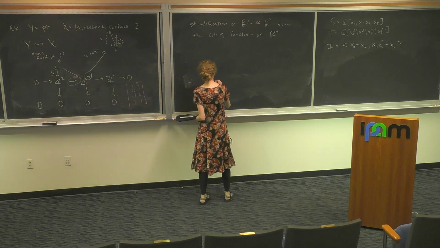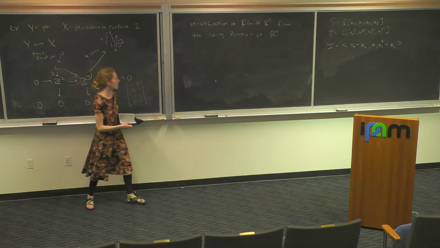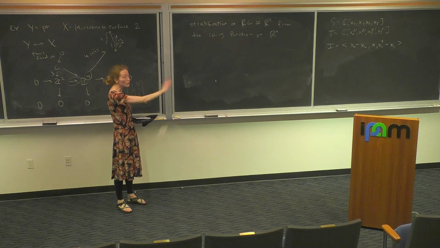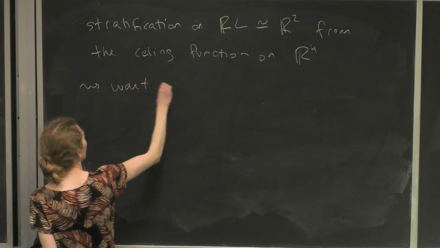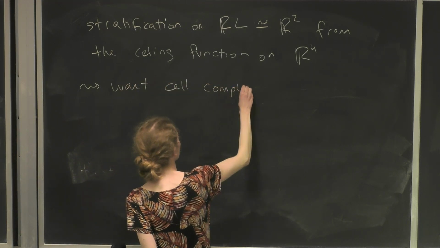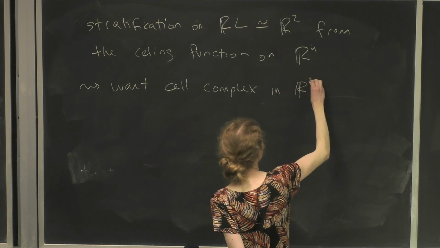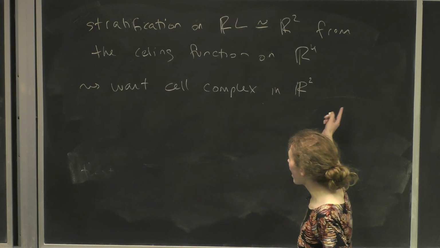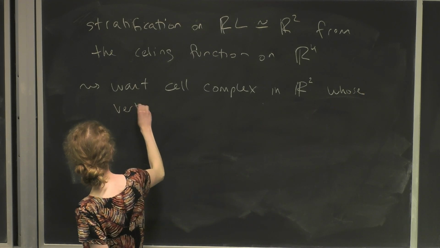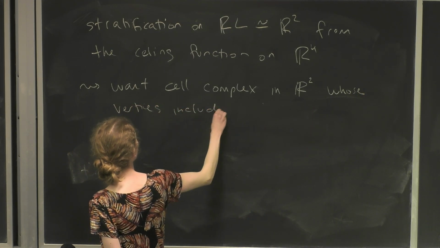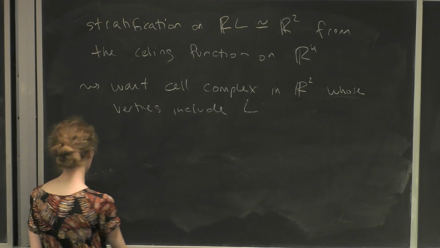I'm also going to show you what a cellular resolution is, hopefully. So what we're going to do is get a cell complex inside R^2, whose vertices include the lattice points of L, but there's going to be additional vertices. OK, so how am I going to define this cell complex?